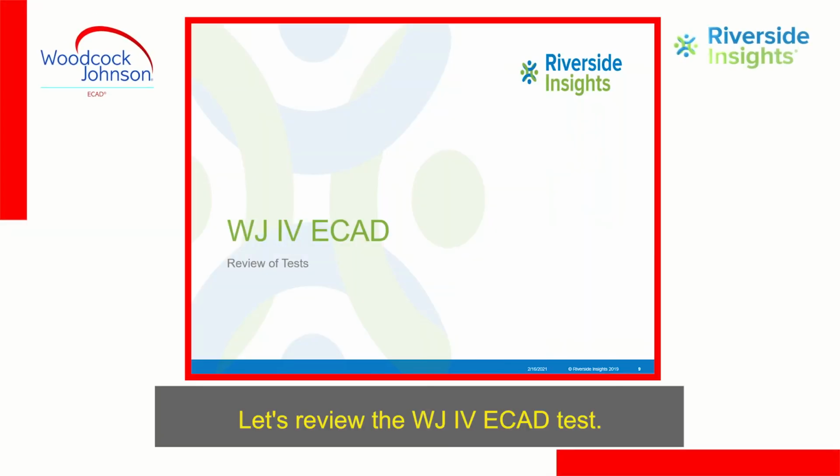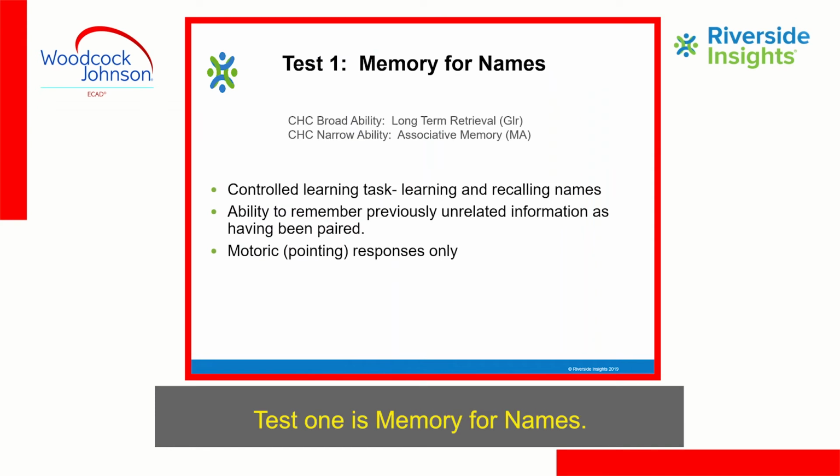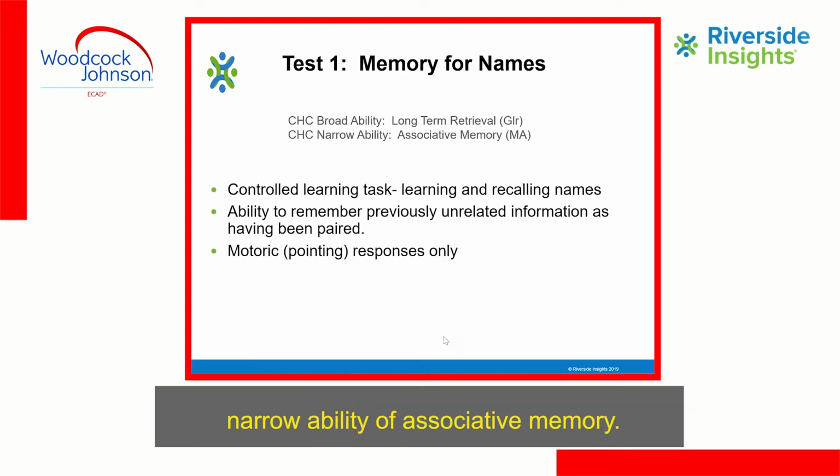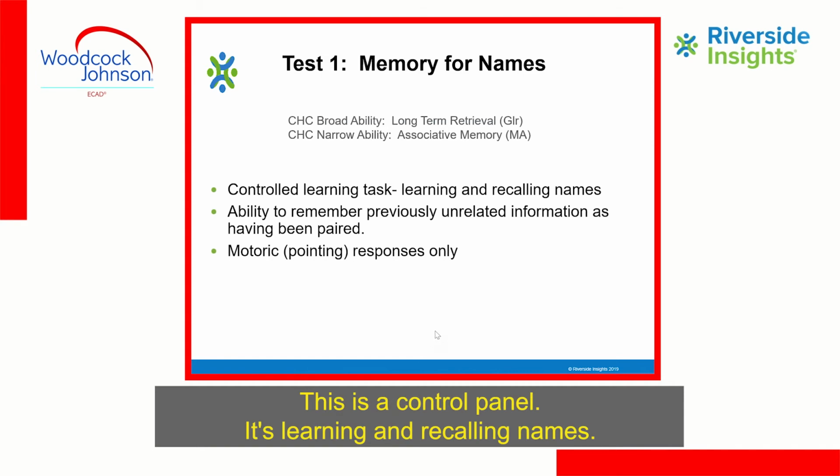Review the WJ4 ECAD test. Test 1 is memory for names. This is associated with the broad ability of long-term retrieval and the narrow ability of associative memory. This is a controlled learning task. It's learning and recalling names.